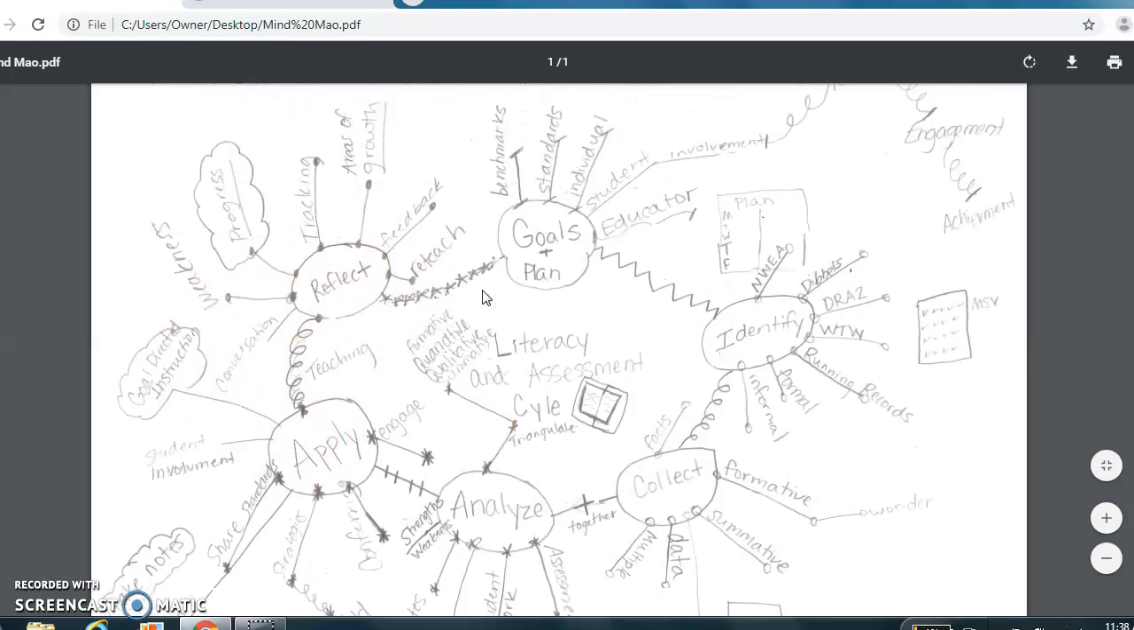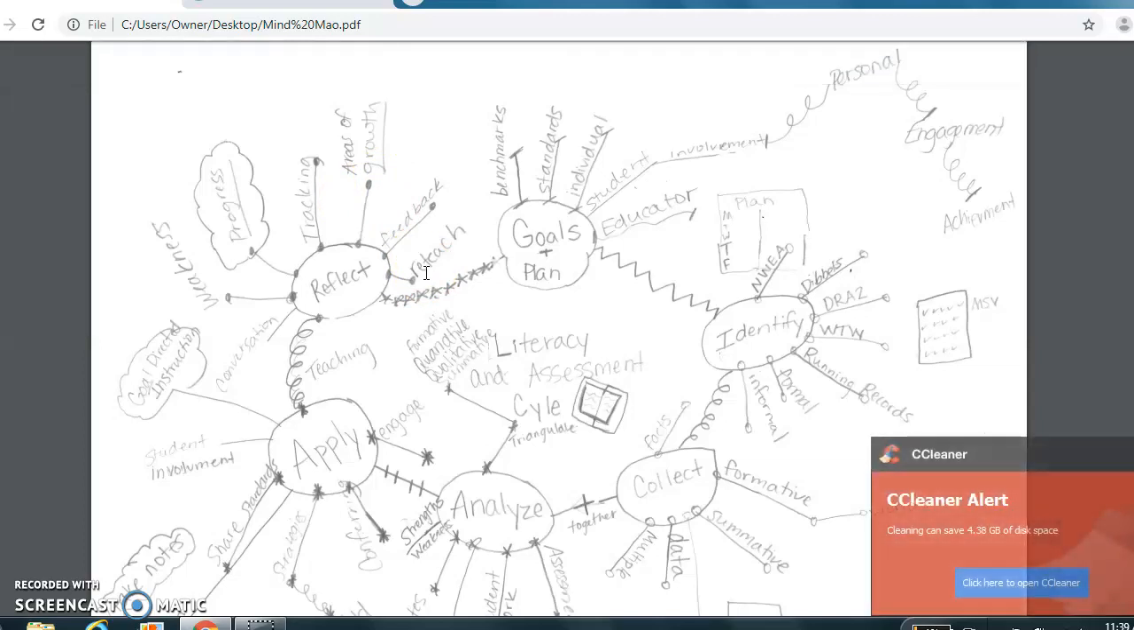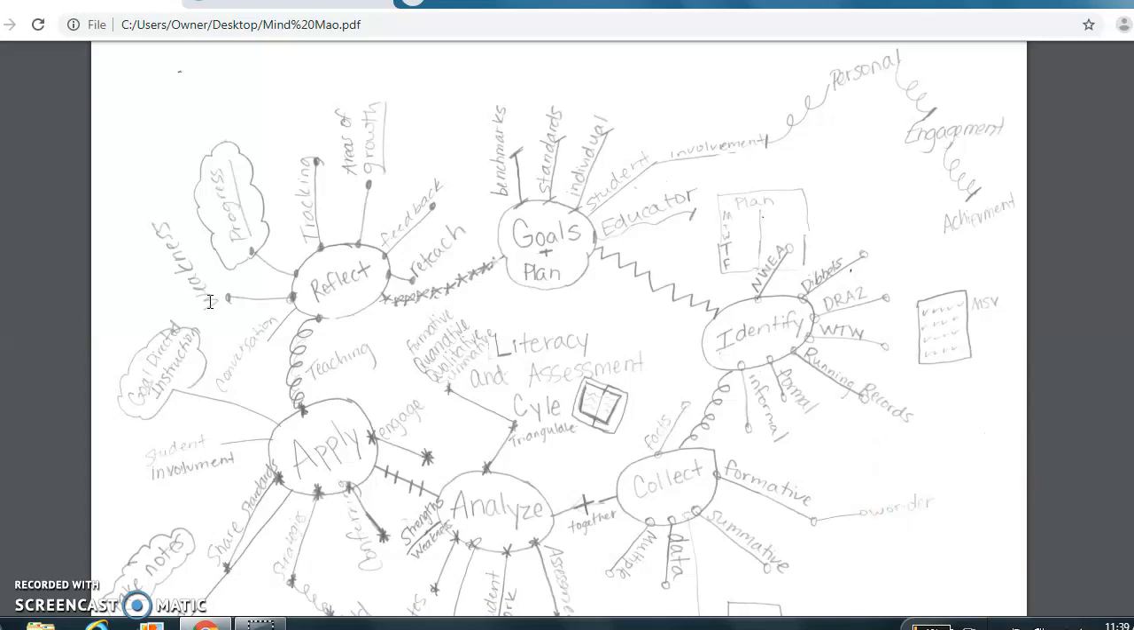reflect, and that is by having conversations with the students, seeing their progress, tracking where their area of growth is, giving feedback, and then reteaching if needed. And seeing if the student did progress on the strategy that you had chosen when you conferred with the student, then just starting the cycle over again. Okay, looking at our goals.